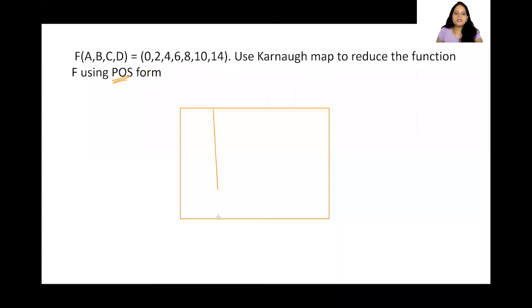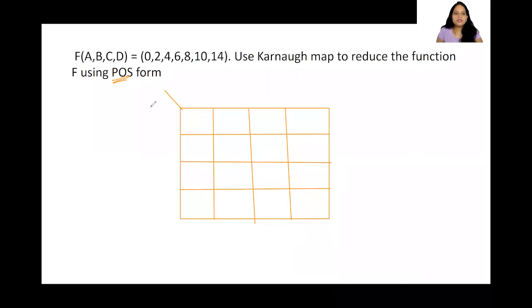So we need 16 squares. 1, 2, 3, 4. 1, 2, 3, 4. Now, let's write the values. It is going to be A, B, C, D. Okay. Let me write the square values. So prepare your K-map always like this. It is going to be very helpful to you.